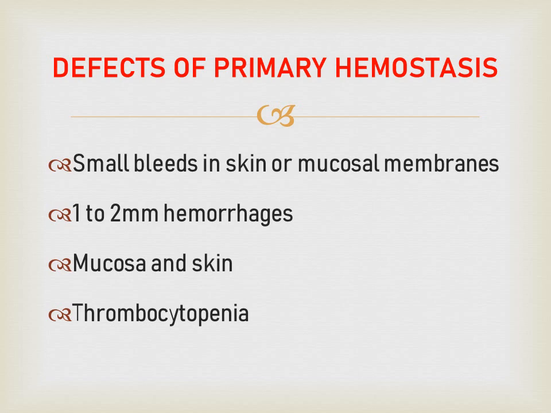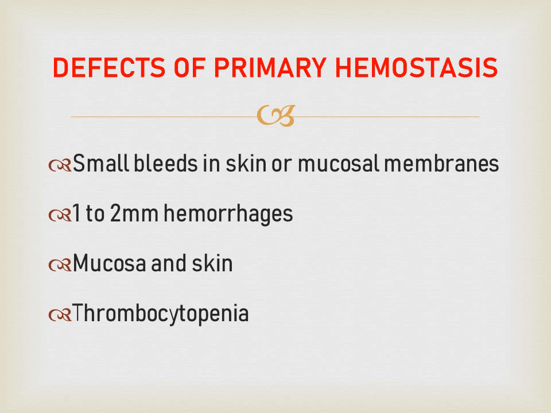Sometimes the mucosal bleed can be more severe, and it may result in, for example, epistaxis, that is the bleed from the nose. It may result in excessive gastrointestinal bleeding. It may result in excessive menstruation, that is also called menorrhagia.